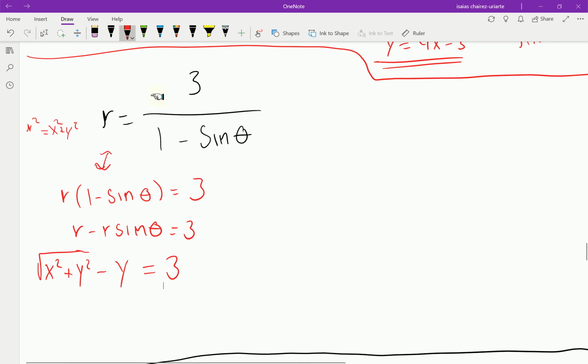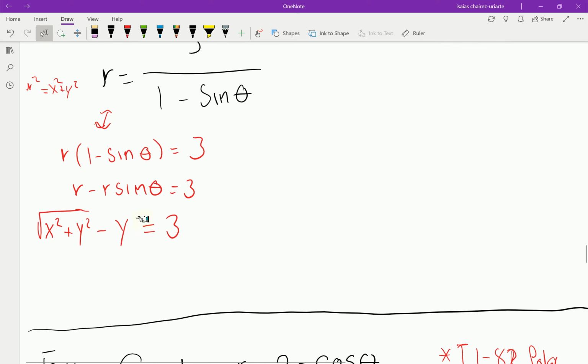Why did I choose the positive square root? Well, because my r is positive right here. If it had been a negative, then I would have put a negative outside of my square root. Alright, so that is it. That's my rectangular equation right there. The only thing is I want to solve for y, just to make it a little bit more obvious.